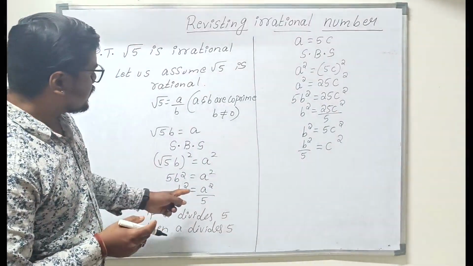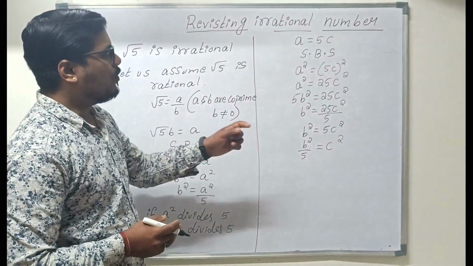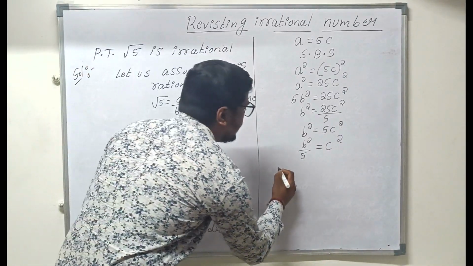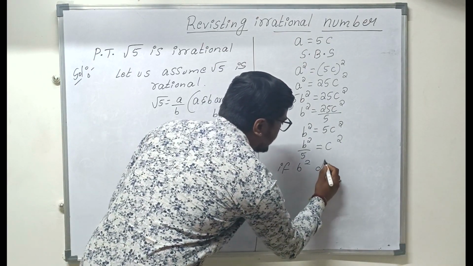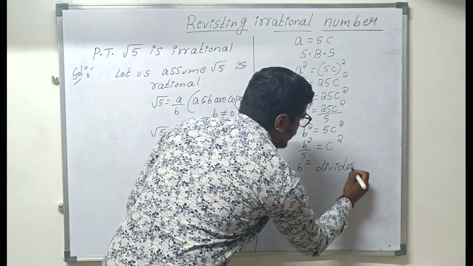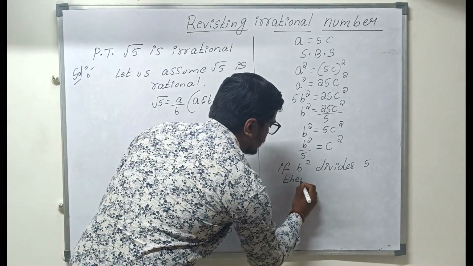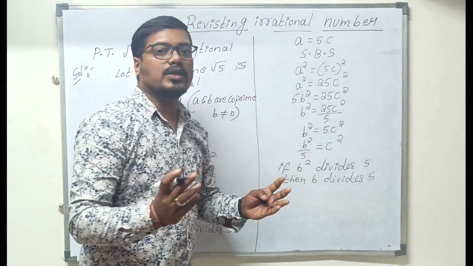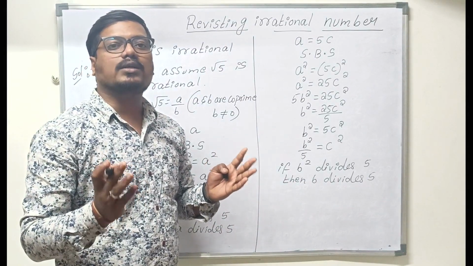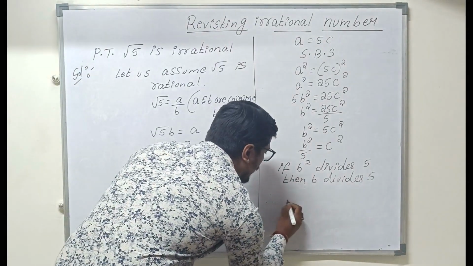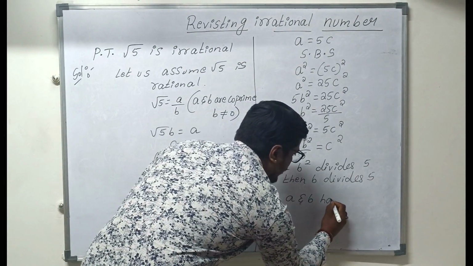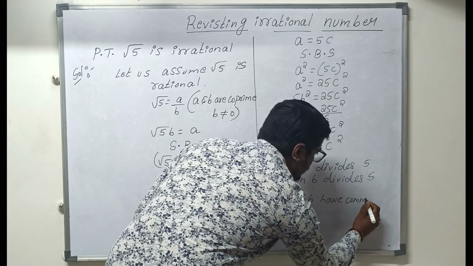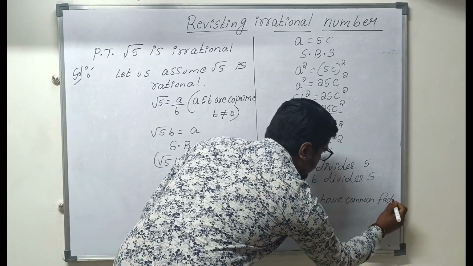Before, we got a square by 5. Now we have got b square by 5. Again, by the same theorem I can write: if 5 divides b square, then 5 divides b. By this, what can we assume? a and b have the factor 5. You have to write: therefore, a and b have a common factor 5.